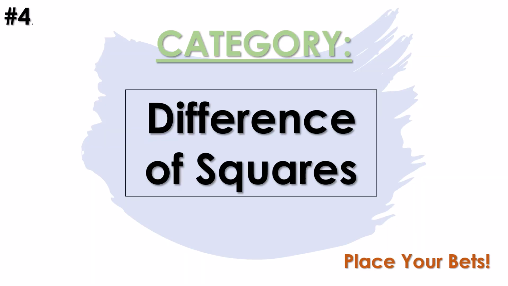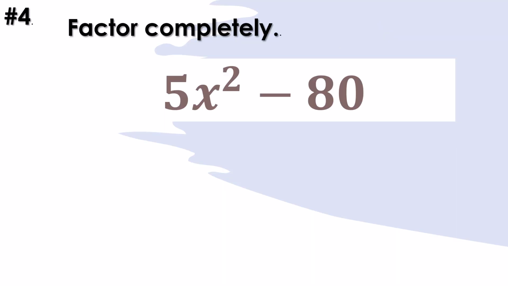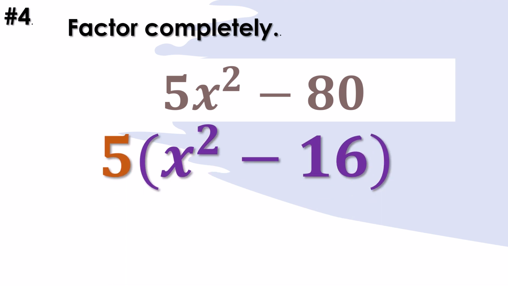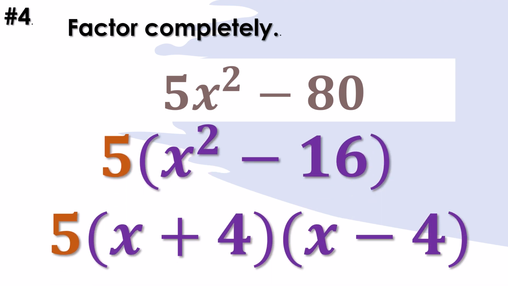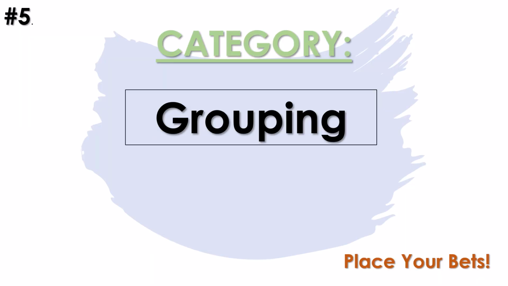Okay, so calculate your new total, place your bets, and unpause the video when you are ready. Showing you the question in 3, 2, 1. Here's the question. And showing you the answer in 3, 2, 1. Again, GCF first, and then difference of squares. There's the completely factored answer. Again, calculate new total, pause the video, and proceed as ready.